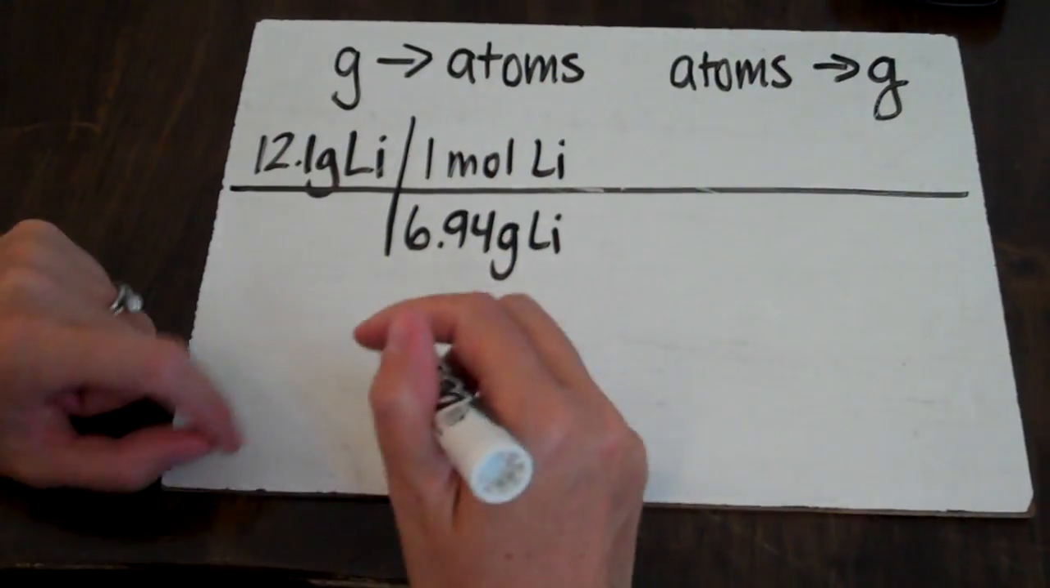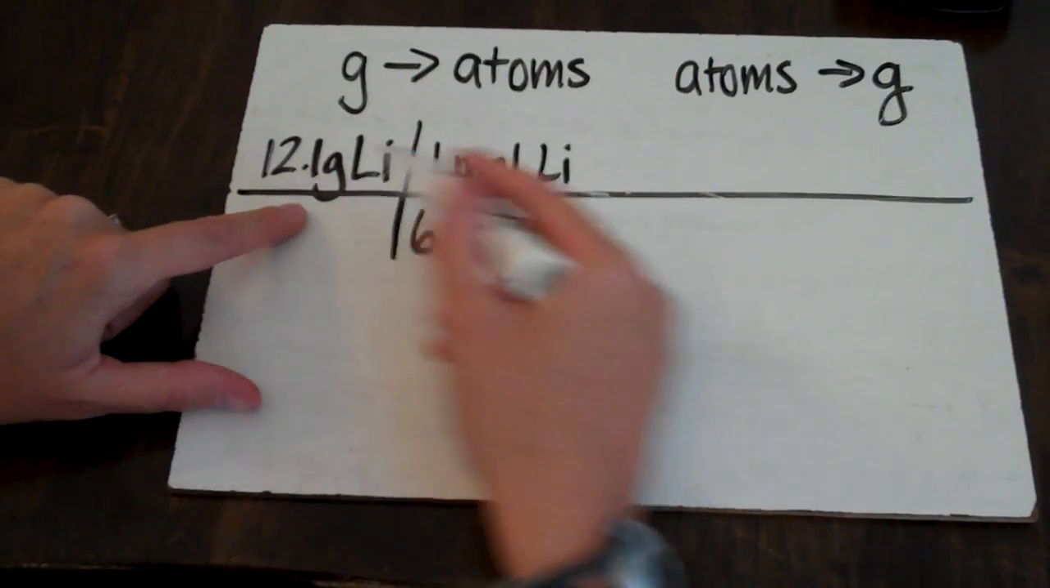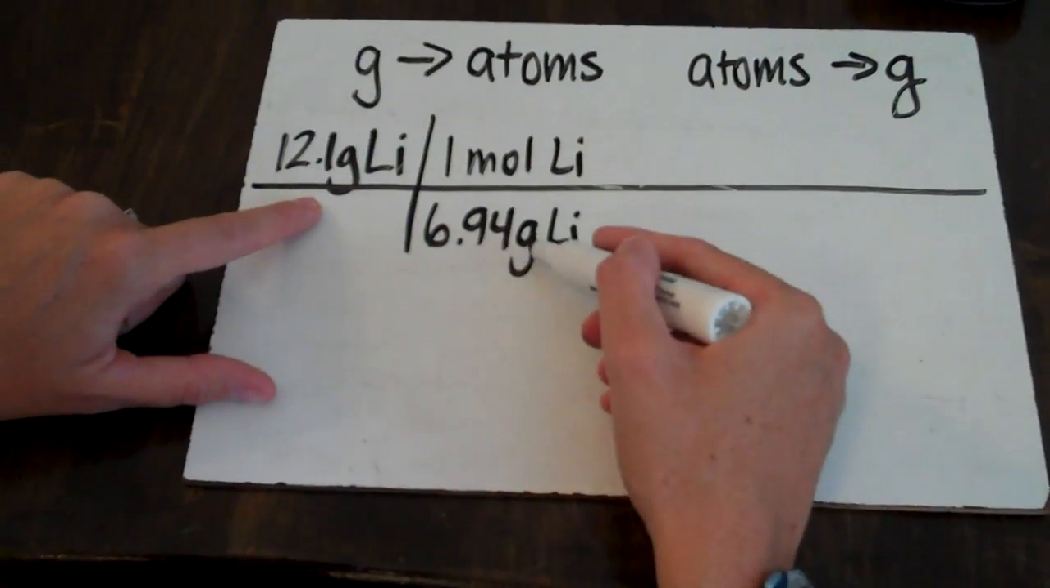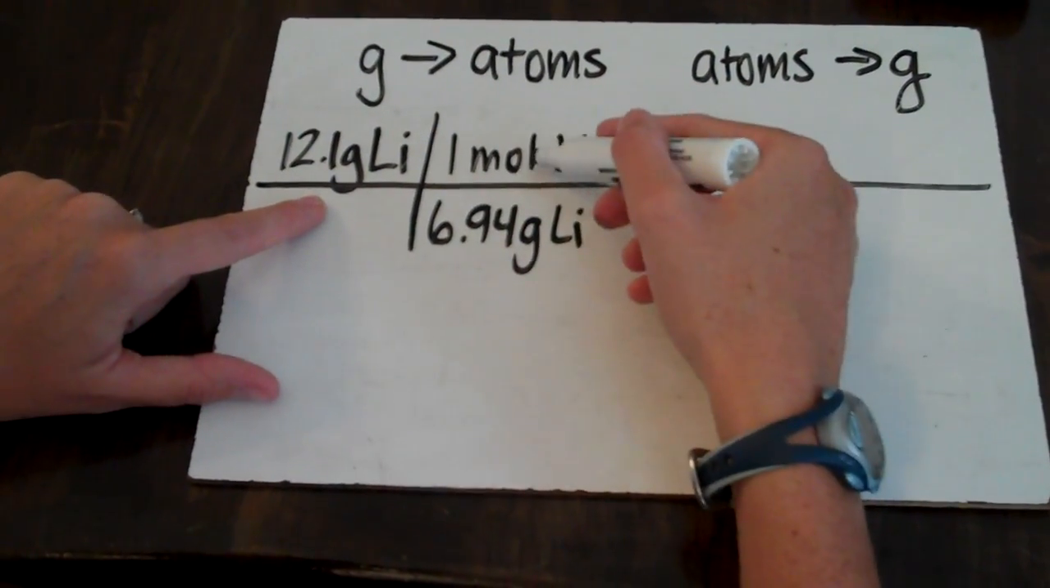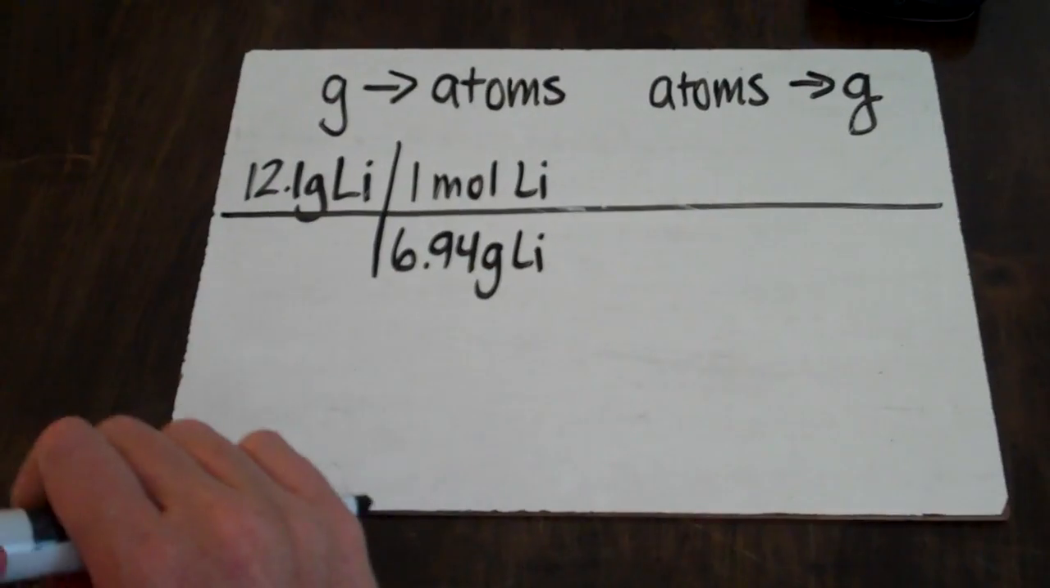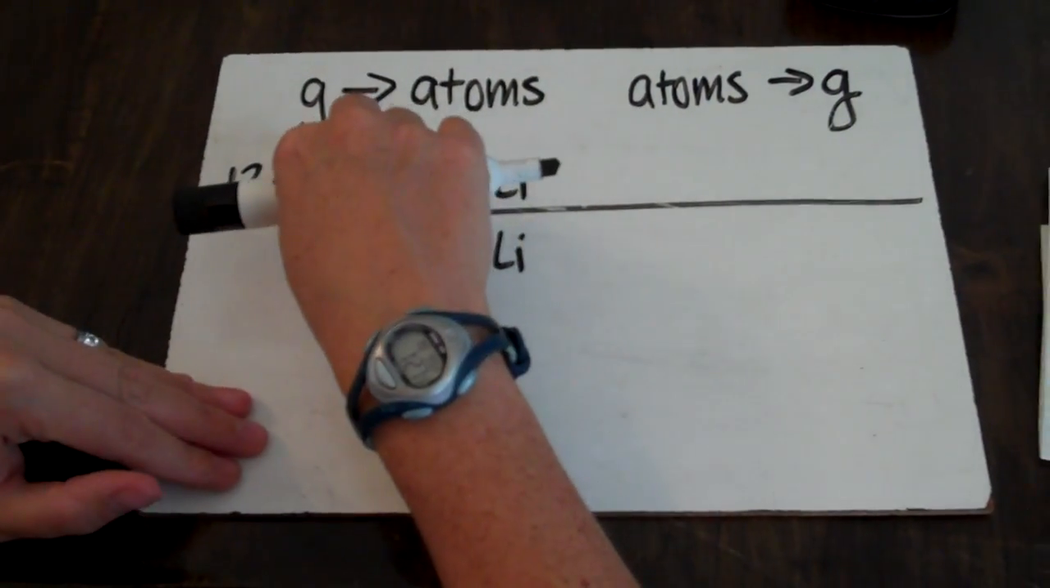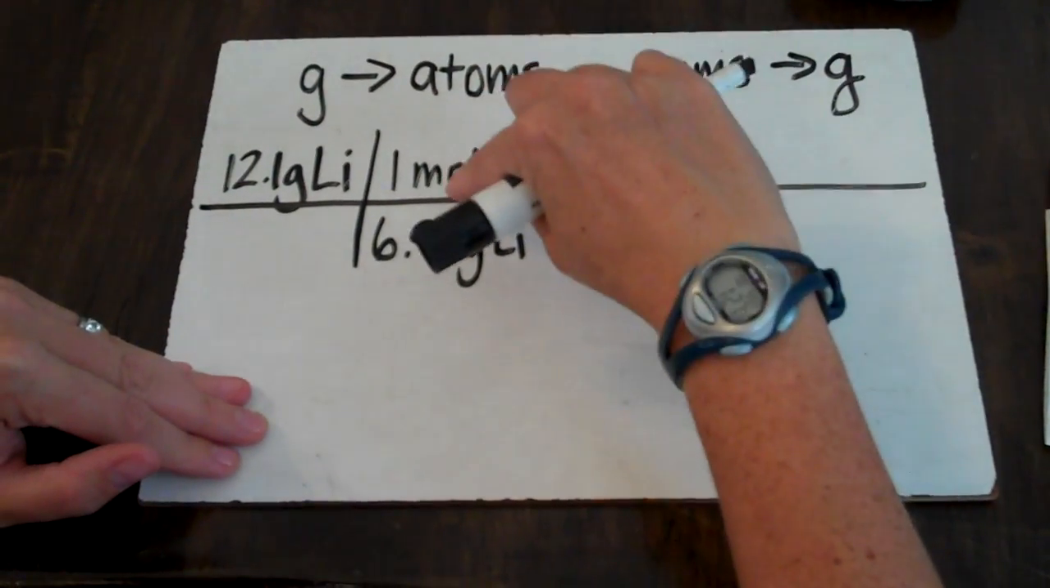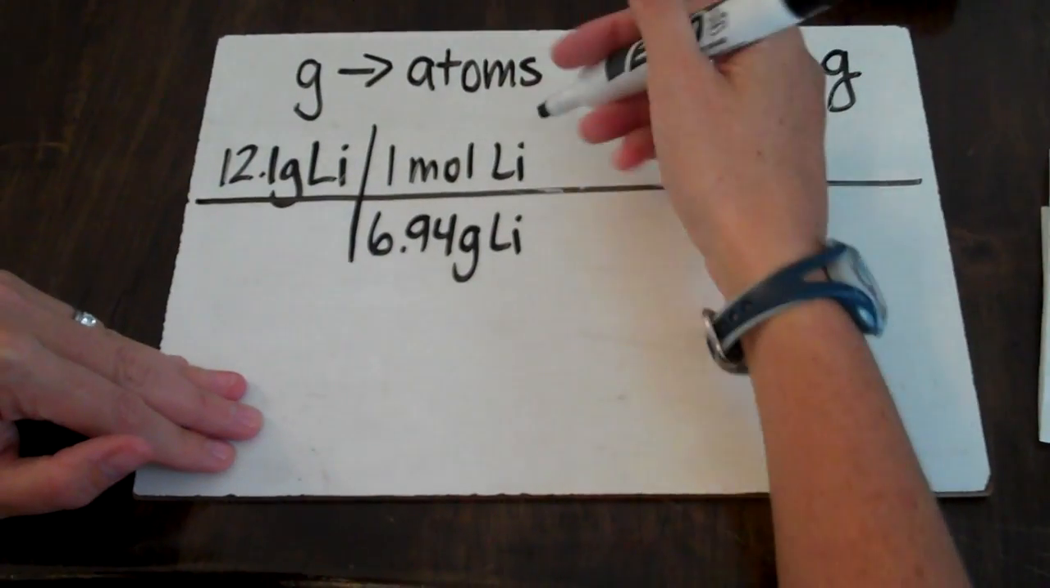Now let's check and see if everything cancels out. Grams will cancel out, 1 on the top, 1 on the bottom. We're left with moles on top, and I think that's a pretty good start. But if you remember, the problem asks us to go to atoms, not to moles. So we've got to add a step.